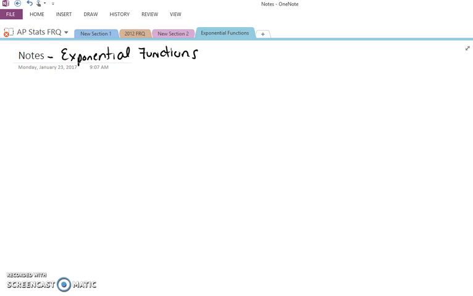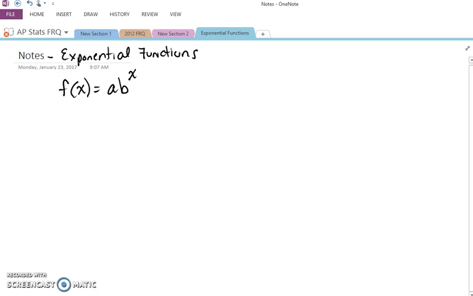Good afternoon, everybody. We're going to go ahead and start by teaching you the very basics on exponential functions and how to identify them and how to graph them. So we'll start with the basic form first of what an exponential function looks like. It looks like this. We've got f of x equals a b to the x power.